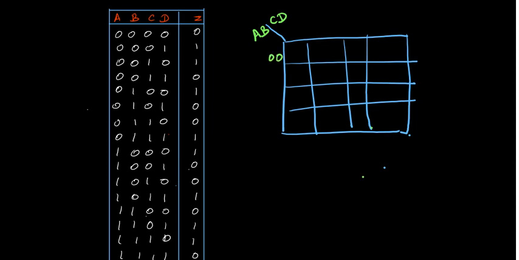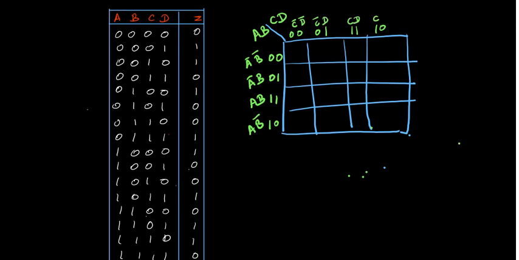So we know from K-map this is 0 0, 0 1, 1 1, 1 0. This CD is 0 0, it can be 0 1 or 1 1 or 1 0. What does this 0 signify? This is A bar, B bar. 0 1 is A bar, B. 1 1 is A, B. This is A, B bar. Similarly, 0 0 can be set for C and D as C bar, D bar. This is C bar, D. This is CD. This is CD bar. Now, we will fill it for the Z.